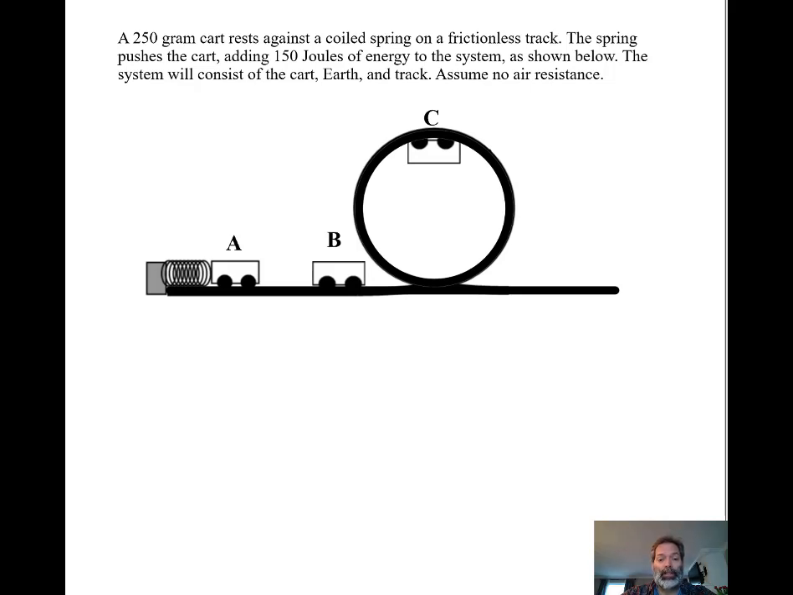The system is going to consist of the cart, the earth, and the track only, and we're not going to have any air resistance. So we won't have any friction, we won't have any air resistance, we won't have any energy lost to dissipated energy in this problem.